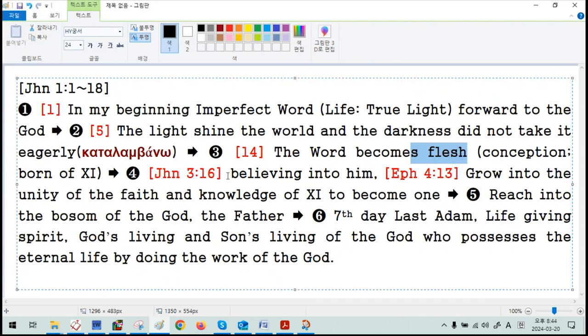And 3:16 says, believing into him. There is a release from the sin, isn't it? And then Ephesians 4:13 says, grow into the unity of the faith and the knowledge of Christos Jesus, to become one, to become a 7 days man, a perfect man. Then we are reaching to the bosom of God, the Father. The 7 day last Adam is the life-giving spirit. They are God's living sons who possess eternal life by doing the work of God. Then we are the ones who have a stare, who discern clearly. We are in the bosom of the Father.